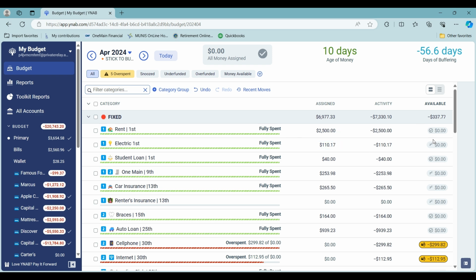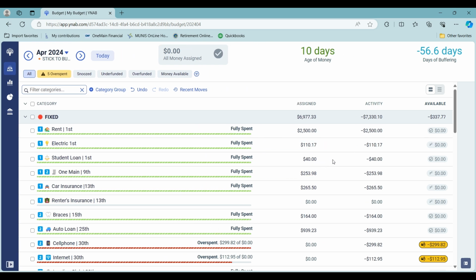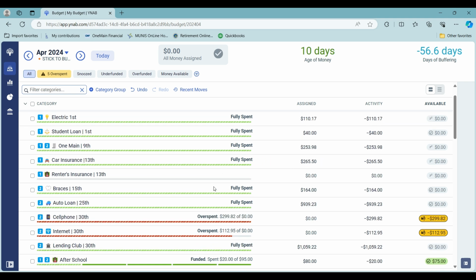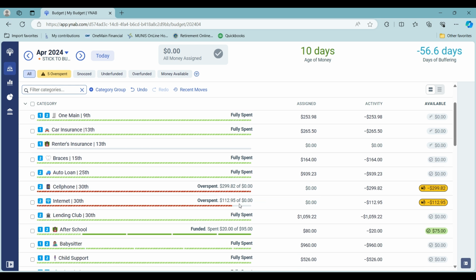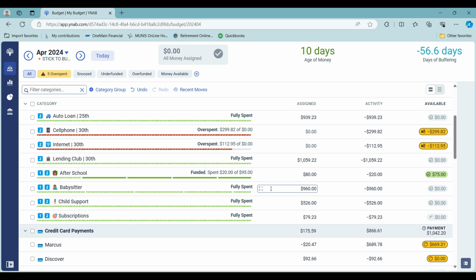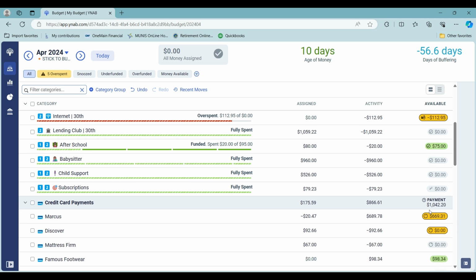And let's see here. Let's just close this out so we can make it a little bit bigger. So my rent, electric, student loan, one main. I did snooze the Target. Car insurance paid. Braces, auto loan. So I did pay my internet and my cell phone. The after school program has not withdrawn their checks. They haven't. There's still $75 that's in this category that's just waiting for them to pull it out because the checks are out there. I don't know, so I'm not messing with this money. I'm going to bypass this Marcus for right now.